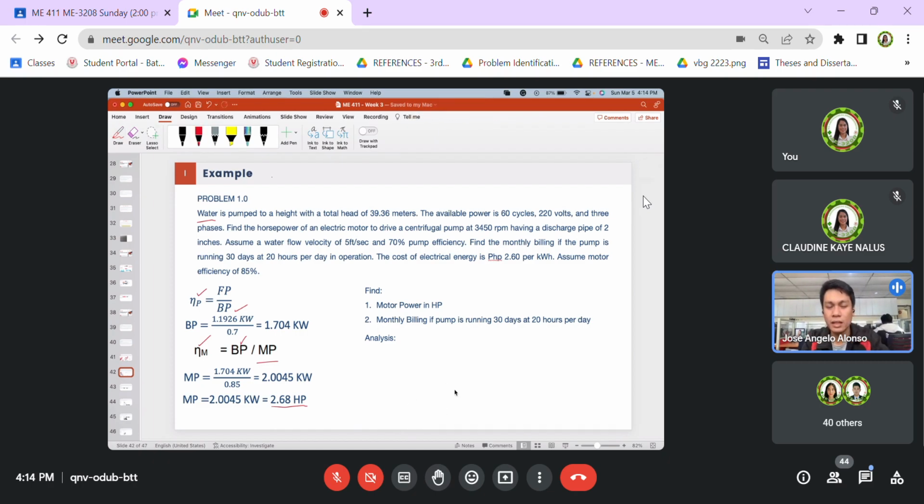So we satisfy already the first question. Motor power in HP is equivalent to 2.68. The next question is the monthly billing if the pump is running 30 days at 20 hours per day.